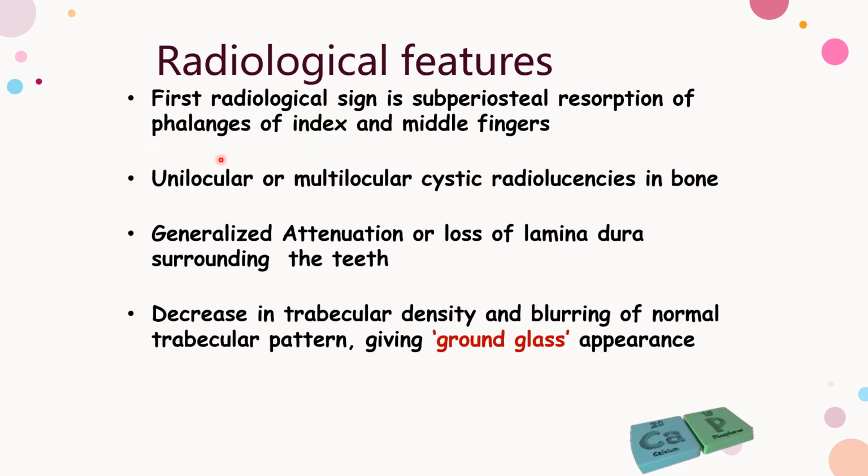The radiological features of this condition are subperiosteal resorption of the phalanges of the index and middle fingers. So in the index and middle fingers, in the phalanges, there will be subperiosteal resorption, in the first fingers of the hand and feet. Unilocular and multilocular cystic radiolucent lesions are seen in bone, and there is generalized attenuation or loss of lamina dura surrounding the teeth, and decrease in trabecular density and blurring of the normal trabecular pattern, giving a ground glass appearance.